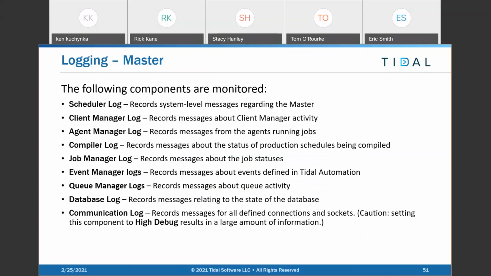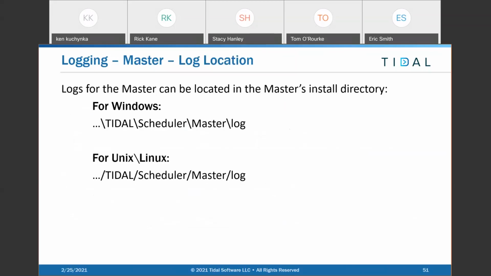The components that can be monitored are the scheduler log, client manager log, agent manager log, compiler log, job manager log, event manager log, queue manager logs, database logs, and communication logs. And again, depending on what application or what sort of problems you're actually encountering within the application, someone from the support center will be able to guide you as to what logging levels need to be increased and at what level. On the next screen, you can actually see the default locations. It's only one for the master log. It's going to be in the master's log directory for both Windows and Unix.